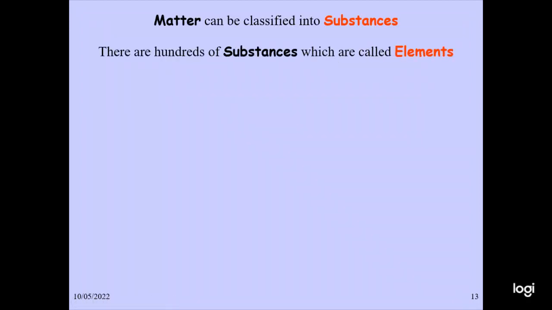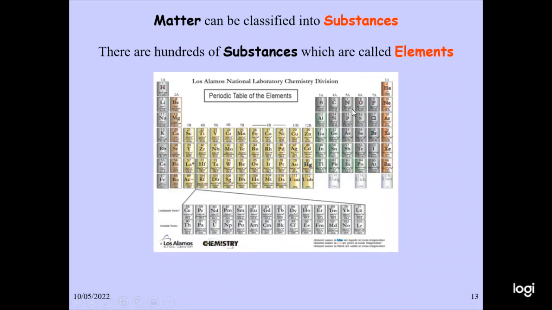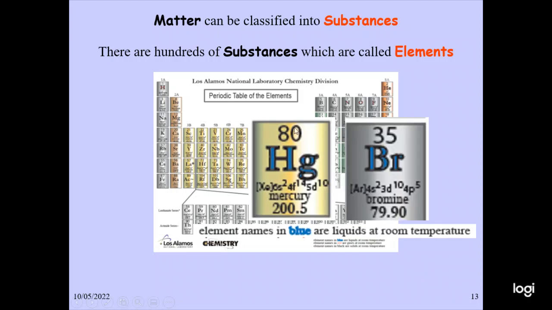Matter can be classified as a substance. There are hundreds of substances which are called the elements. This is the periodic table of elements. So this is hydrogen. Hydrogen, mercury, Ag, this is boron. So this is the atomic weight.